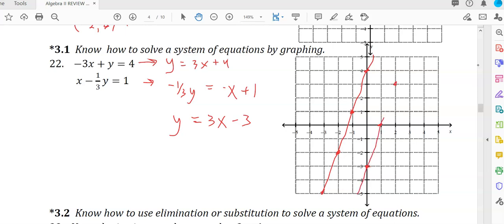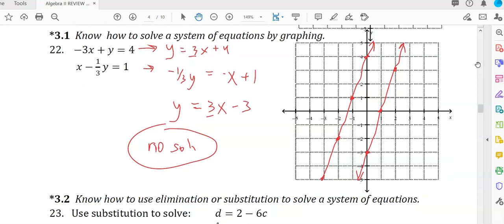And pretty soon you can see these two lines don't cross at all. They have the same slope, right? Slope is 3, slope is 3. These are parallel lines. There is no solution. So they don't cross. We're looking for where they cross, and they don't cross.